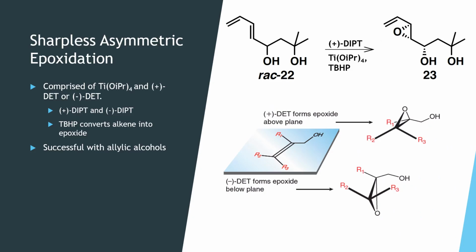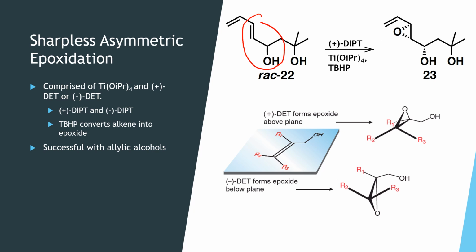So if you remember from chapter 13, the epoxidation is a Sharpless asymmetric epoxidation. The reaction is highly enantioselective and very successful in allylic alcohols. As you can see in molecule 22, we do have an allylic alcohol. The catalysts are comprised of titanium tetraisopropoxide and one enantiomer of diethyl tartrate, also known as DET. DIPT or diisopropyl tartrate can be used as well.